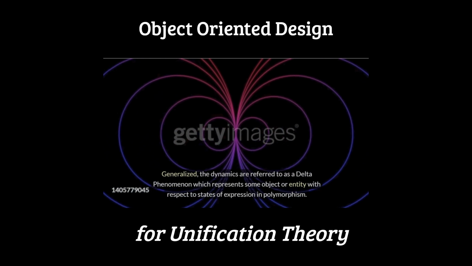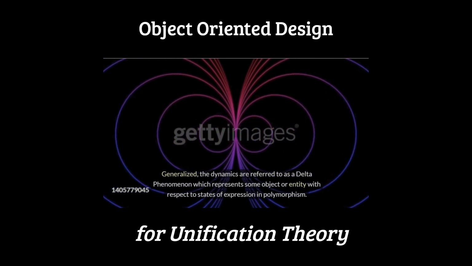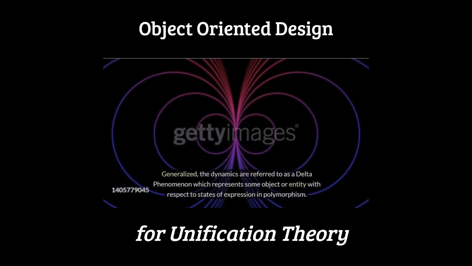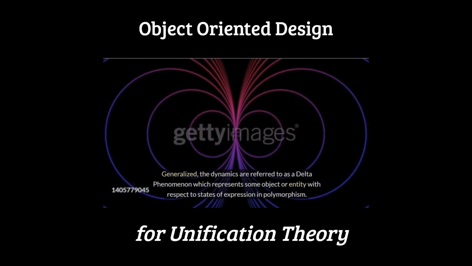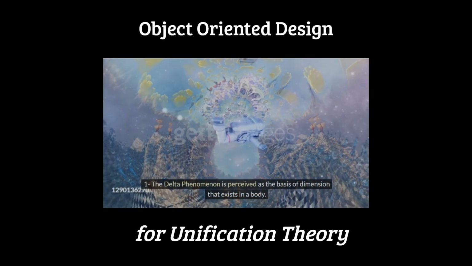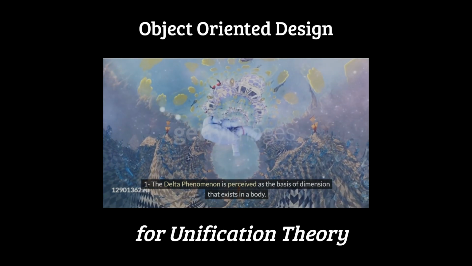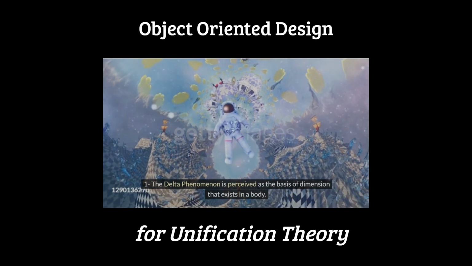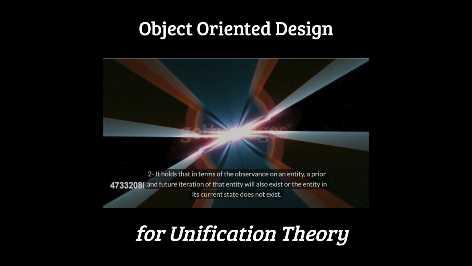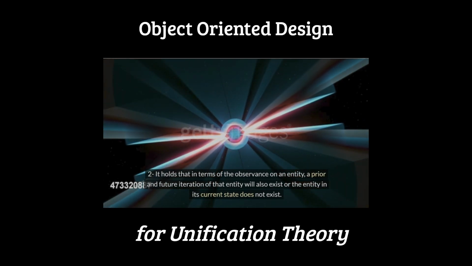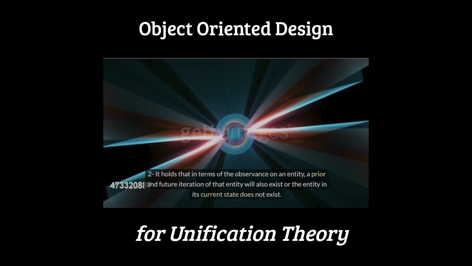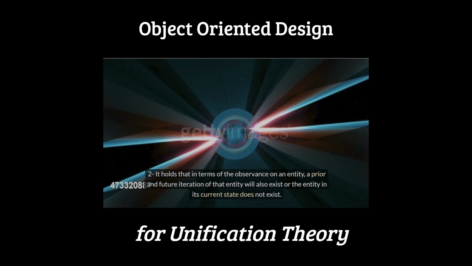Generalized, the dynamics are referred to as a delta phenomenon, which represents some object or entity with respect to states of expression in polymorphism. 1. The delta phenomenon is perceived as the basis of dimension that exists in a body. 2. It holds that in terms of the observance on an entity, a prior and future iteration of that entity will also exist, or the entity in its current state does not exist.